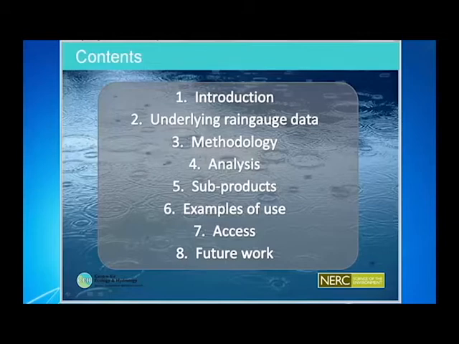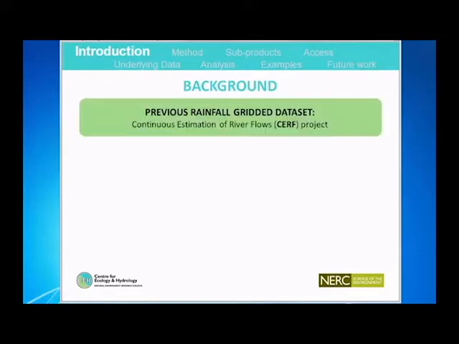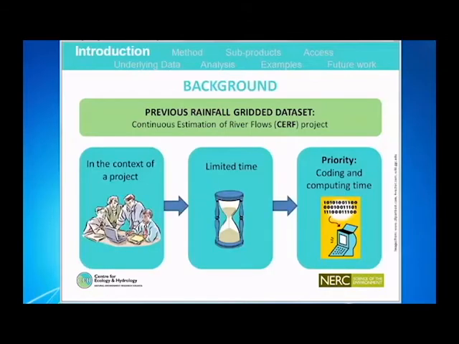So starting with the introduction. So what was the background? What was already there when we first started the project? So there was already another rainfall gridded data set here at CEH, which has been developed under SURF project, Continuous Estimation of River Flow project. But that was only a part of a bigger project, and there was only limited time assigned to it. And so the priority was given to try to minimize the coding and computing time. So that means they somehow had to compromise on the quality.